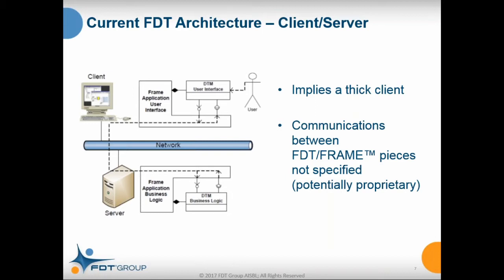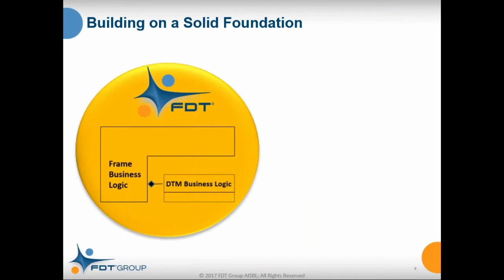So if you take this picture of the FDT2 client-server architecture where you split that frame, and on the bottom you have the business logic and a part of the frame, and on the top you have the frame and the user interface, we take that to step into the FITS architecture. So here you've got that same frame from the lower part of the server, represented, along with the business logic of the DTM. This forms the core of the FITS server.